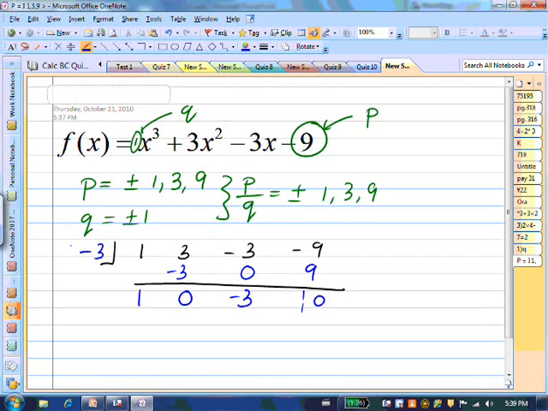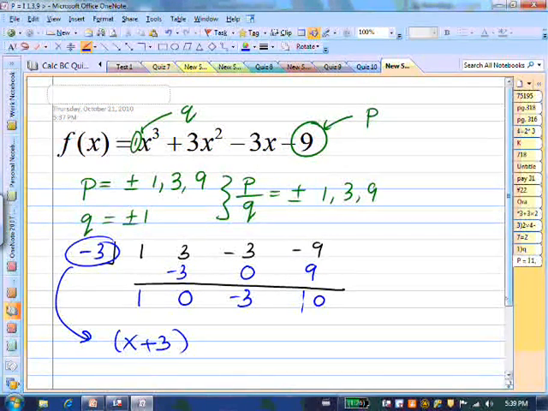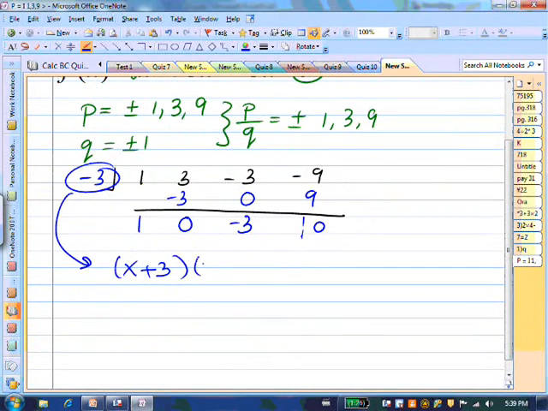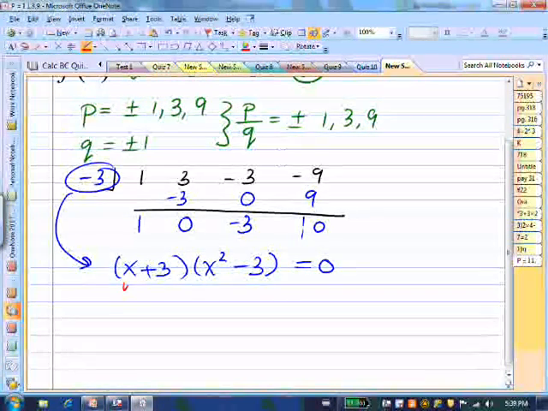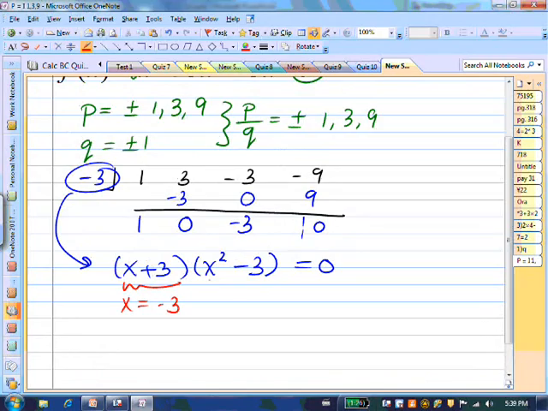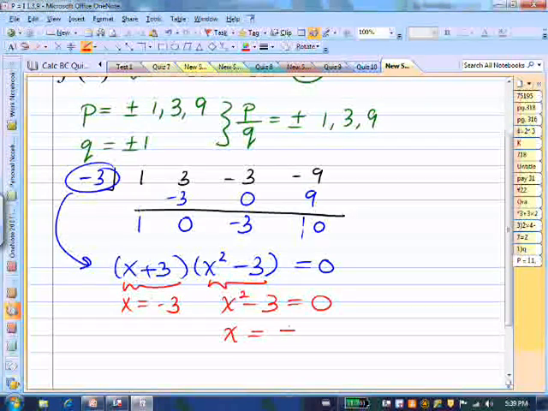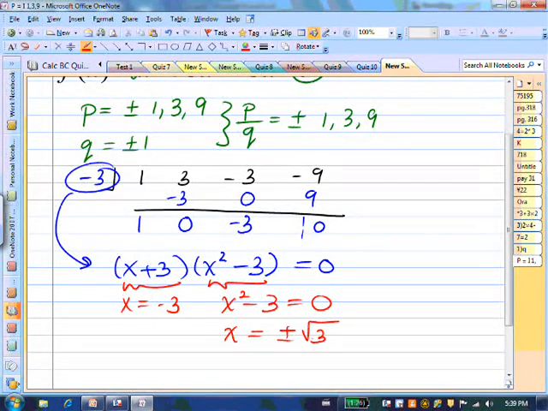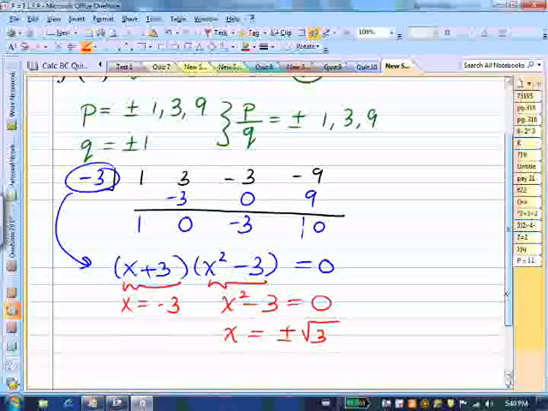Great, so it worked. So what that tells me is one of the factors is x plus 3. The other factor, remember, comes from this guy, which is x squared plus 0x minus 3. Okay, and I want to find where these are equal to 0. Well, this one we already know is x equal to negative 3. This one doesn't seem like it's factorable, but it's okay, because I'm just trying to solve this, and I can do that by just simply finding x, or you could use the quadratic equation if you really wanted to. So it looks like you have 3 solutions as expected.